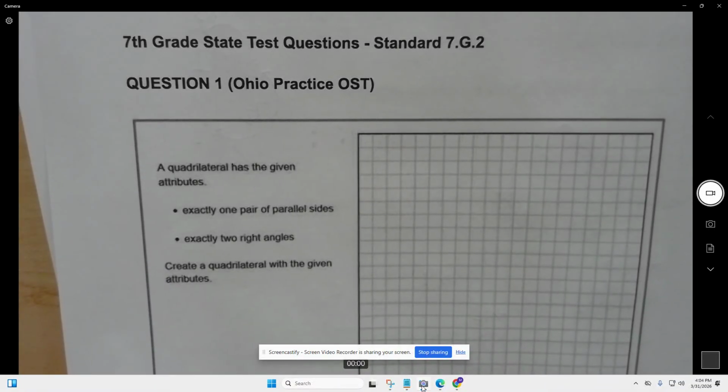Today we're doing standard 7.G.2, the second of our geometry standards. Let's hop right in.